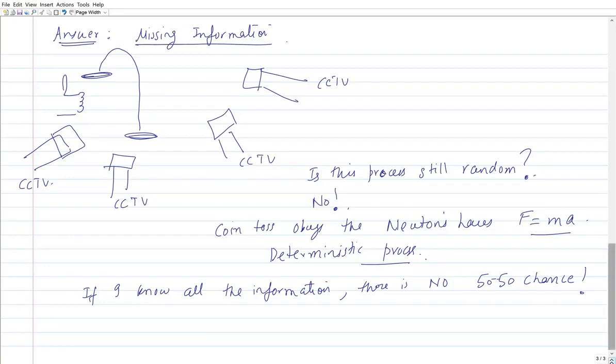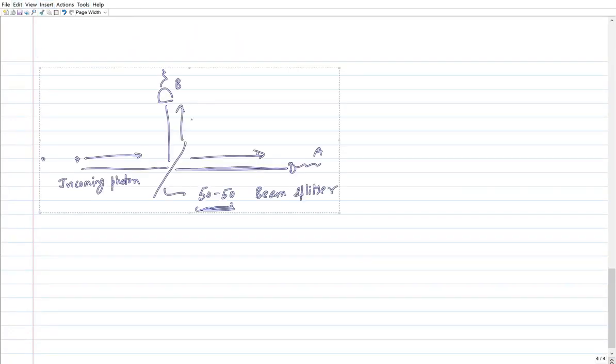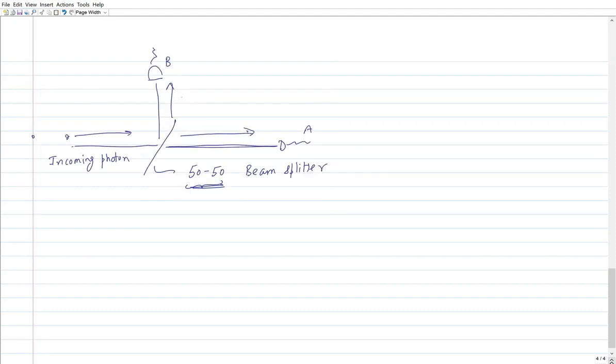Now let's compare the same thing to the setup of our beam splitter. So again, there is my beam splitter and my incoming photon. Now I may ask the same question here. Where is the missing information here?